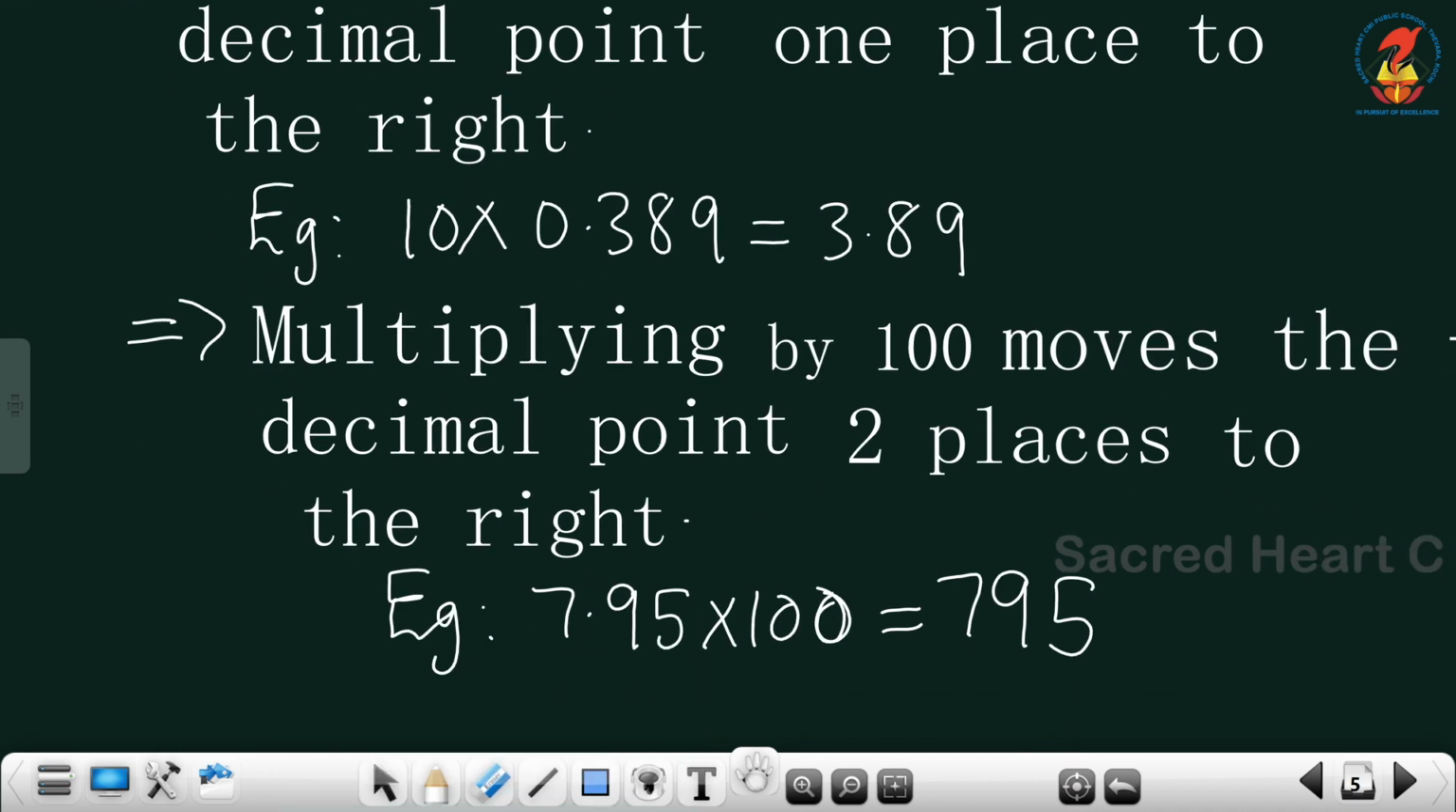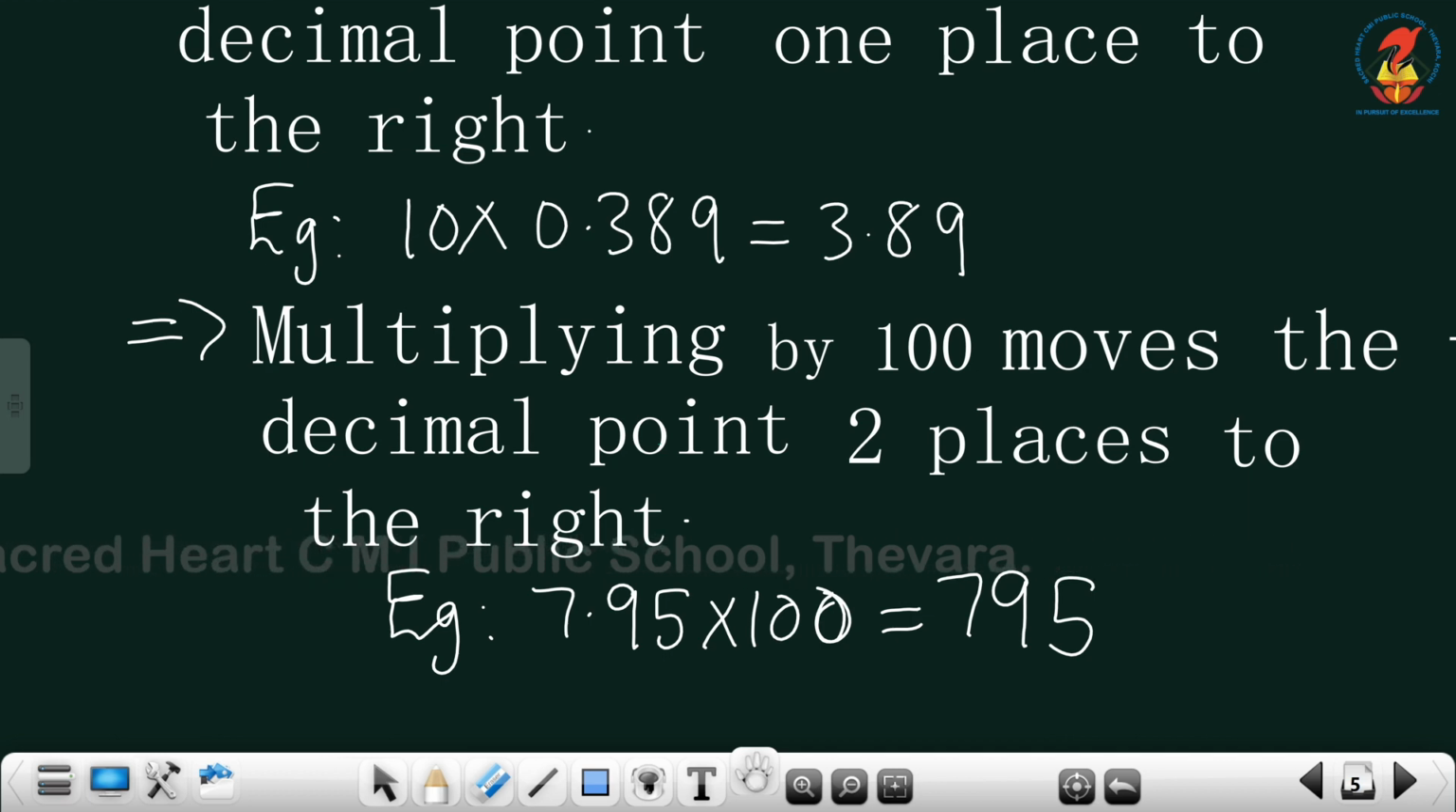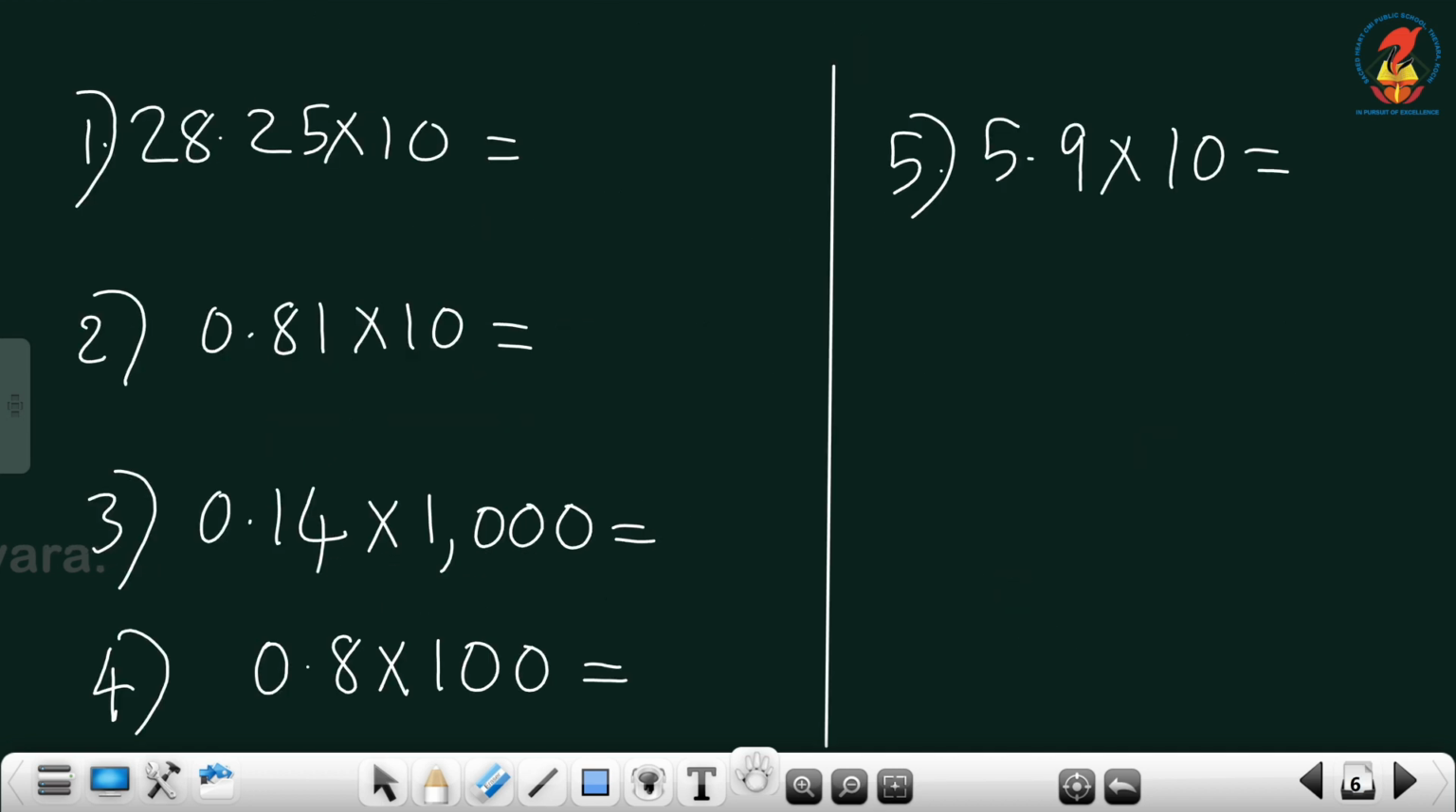See this. Multiply by 100. 7.95 into 100. What will happen there? 1 place, 2 places. It will become 795. 7.95: the decimal point jumps 1 place to this side and 1 more jump. You know what's the reason? Multiplying by 100 only, 2 zeros are there.